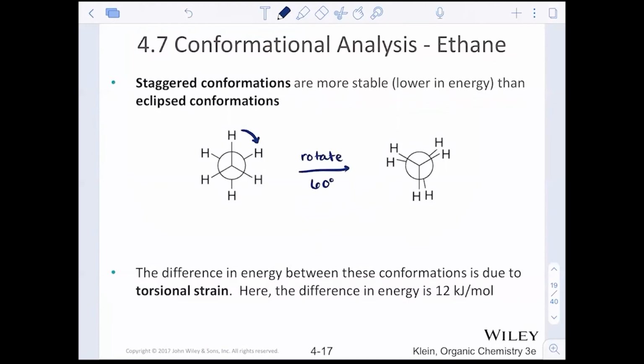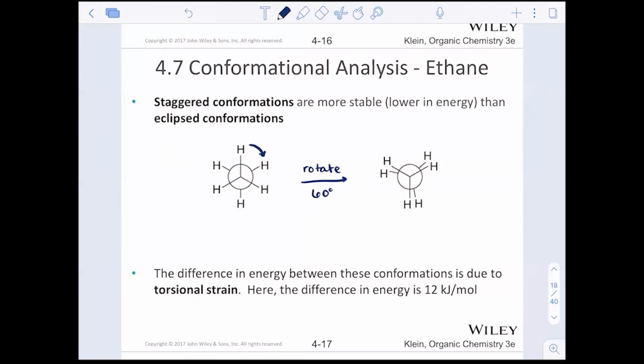What you are doing is turning one part of the sigma bond, rotating it along the axis of the sigma bond, which has free rotation. You can turn that around and around like a little merry-go-round. We're going to turn 60 degrees at a time until we reach the full 360 circle and get back to the beginning. The reason we want to do this is because we see two different conformations now.